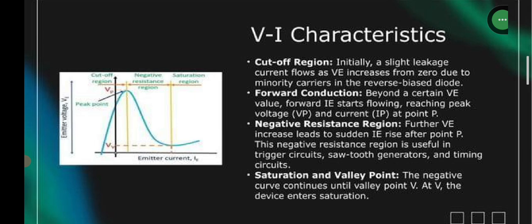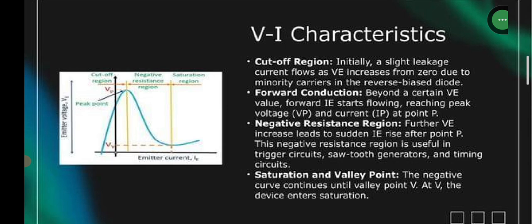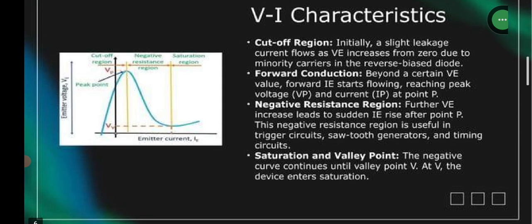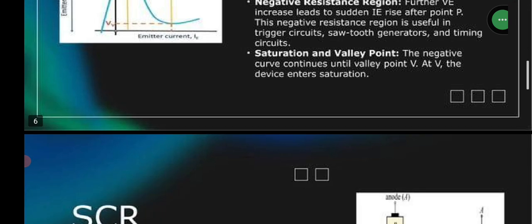suddenly the current value being reduced. After the peak point, the region is the negative resistance region because as the voltage increases, the current value decreases. Saturation and valley point. The negative curve continues until the valley point V. At V, the device enters saturation. After V, the device enters the saturation region. This is the characteristics diagram of UJT.